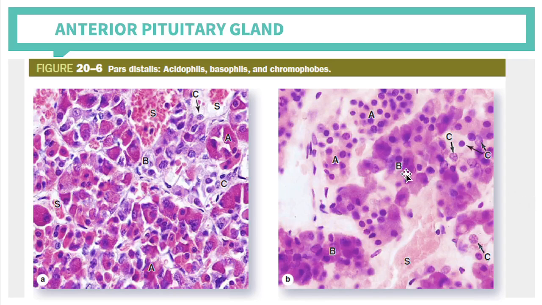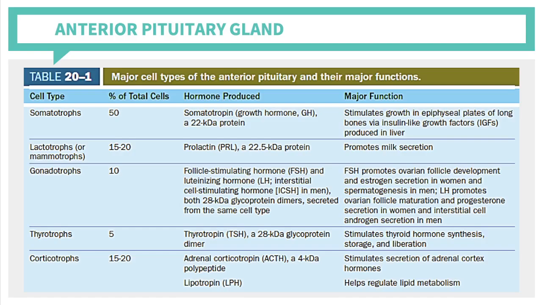Again, your acidophils here are more eosinophilic. Then your basophils, and then your chromophobes. Again, for chromophobes, check the cytoplasm. If it's poorly stained, then that's going to be your chromophobes. Okay? Remember again, acidophils, basophils, and chromophobes. Acidophils, what group of cells in our anterior pituitary gland? That's going to be your somatotropes and your lactotropes. Beta cells are going to be gonadotropes, thyrotropes, and your corticotropes. Okay? Very good.